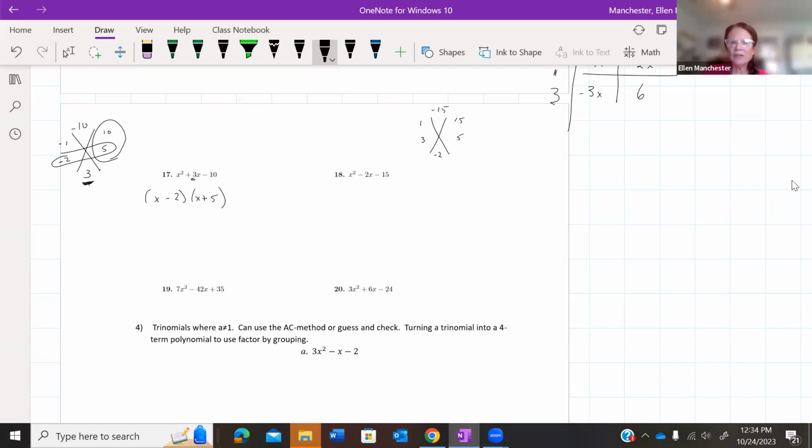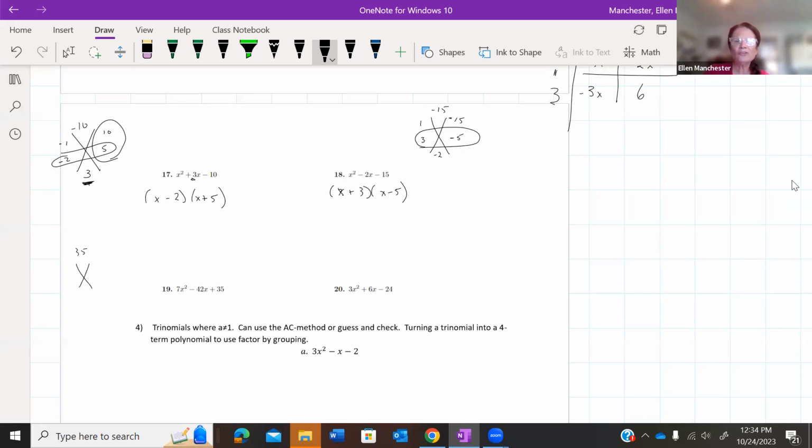Yeah, so always watch those signs. So like on 18, the middle number is negative. So that means my bigger numbers have to be negative. So the only thing that could be is the 3 and -5. So x plus 3, x minus 5. And then here we have 35.